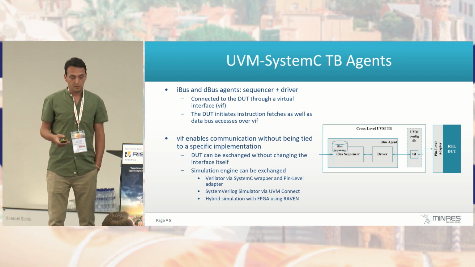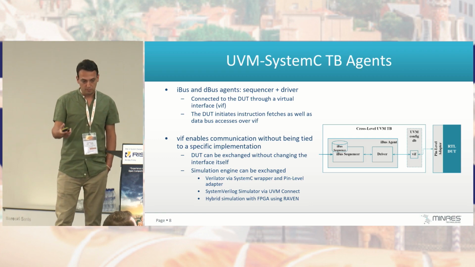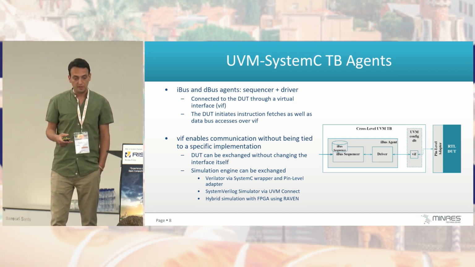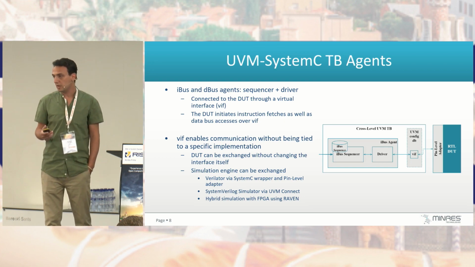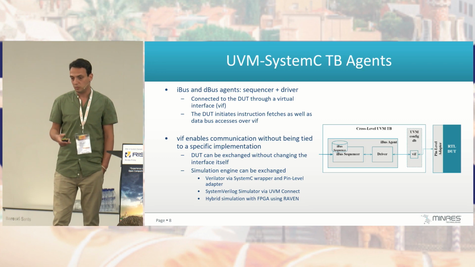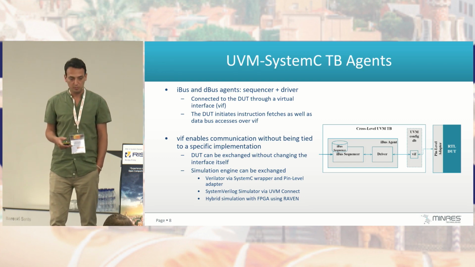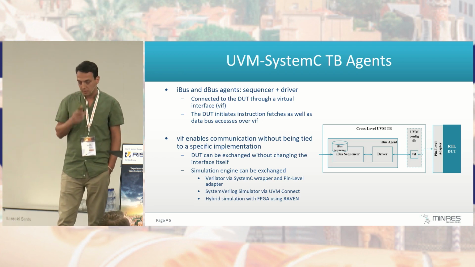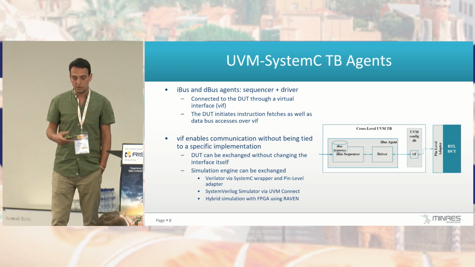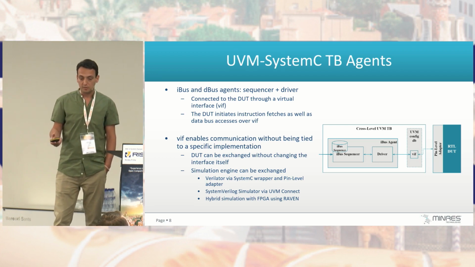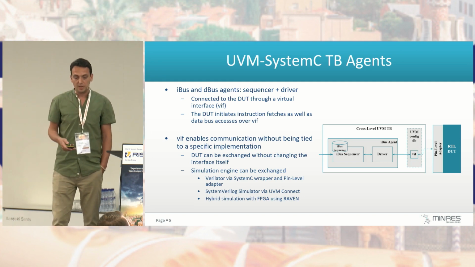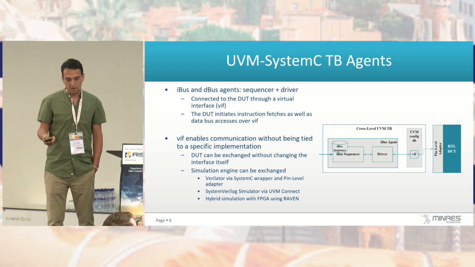This flexibility allows us to easily exchange the DUTs, so different cores, and even more, we can exchange the simulation engines. For example, we use a pin-level adapter to connect the test bench to the very latest RTL design, but we can also use the UVM Connect library and run the same simulation with a commercial SystemVerilog simulator. Or we can even set up a hybrid simulation with Raven. Raven is a MINRES tool which allows us to run the DUT on FPGA while the test bench elements are running on hosts.